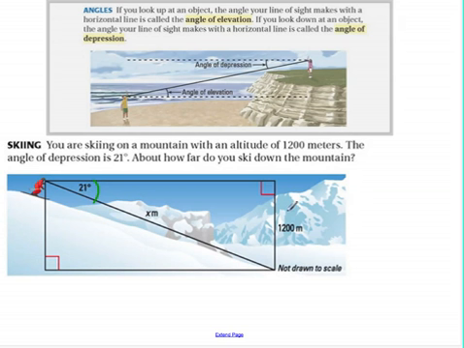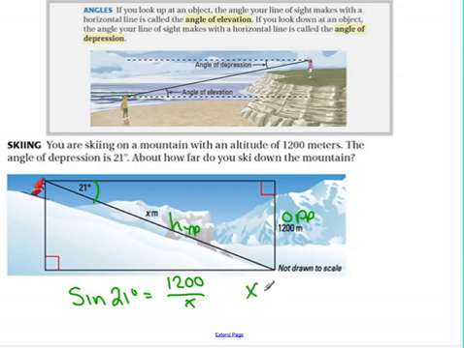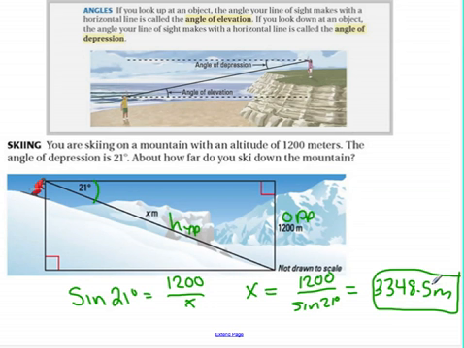This is my opposite side from my angle. This is the hypotenuse. So opposite and hypotenuse tells me I need to use the sine function. So the sine of 21 degrees equals the opposite over the hypotenuse. I'll then cross multiply and divide. X is going to equal 1200 divided by the sine of 21 degrees, which should equal 3,348.5 meters.